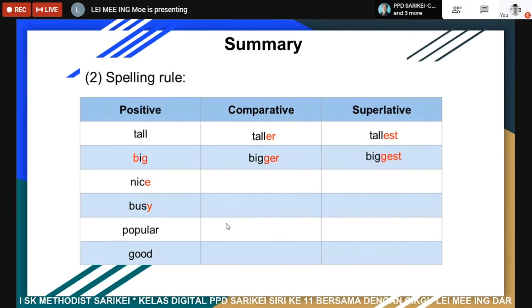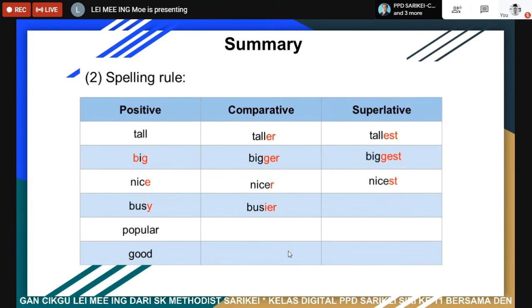Rule number 3. If we have E as our last letter, we plus R for our comparative, nicer. We plus ST for our superlative, nicest. Rule number 4. If we have Y as the last letter, we drop the Y, we plus IER for our comparative, and we plus IEST for our superlative.